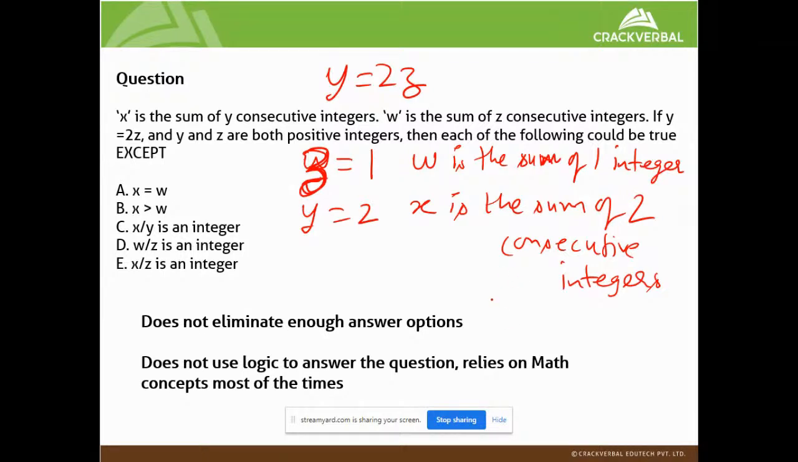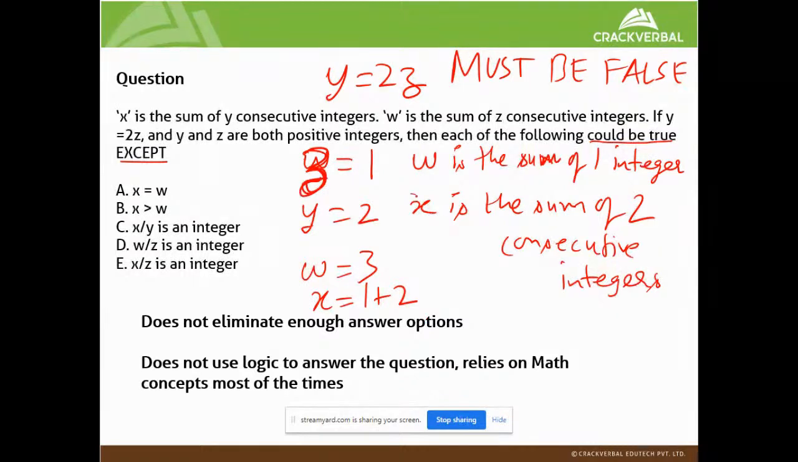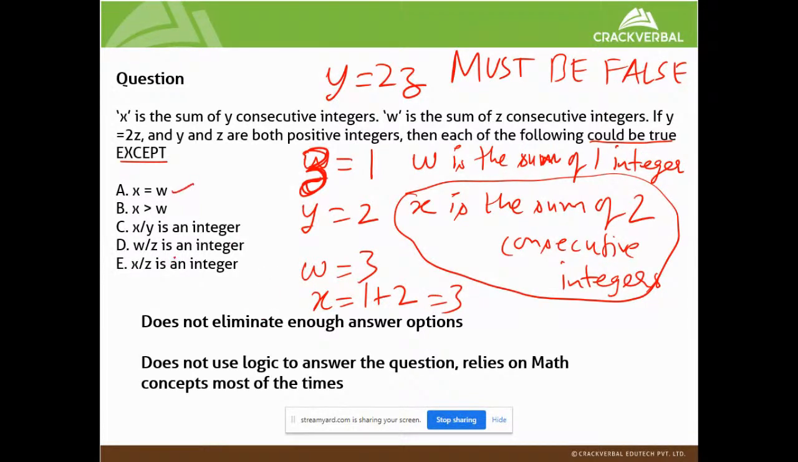Beyond this stage, I'll have to take values. Remember, this is a could be true except question. A could be true except question is a must be false question. What do we do in a must be false question? We try to prove that the options are true. How do we try to prove the options are true? We do that by taking cases. So, what if I take W equal to 3? I take X is equal to 1 plus 2. I'm clearly not violating this. 1 and 2 are two consecutive integers, and X is the sum of these two. So X is equal to 3. So X is equal to W. Proved. I proved it true once. So A cannot be my must be false.